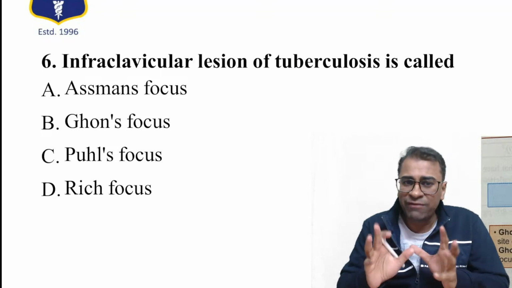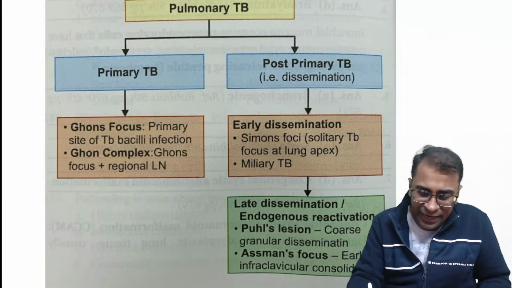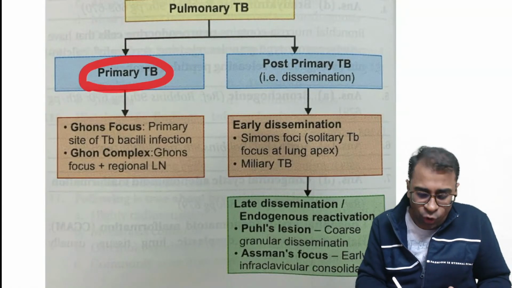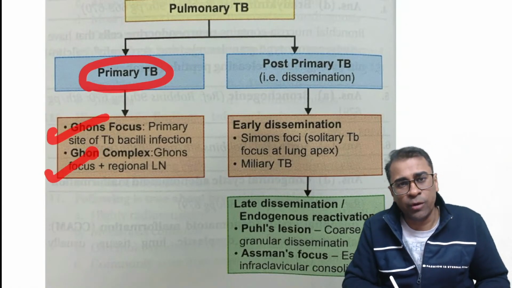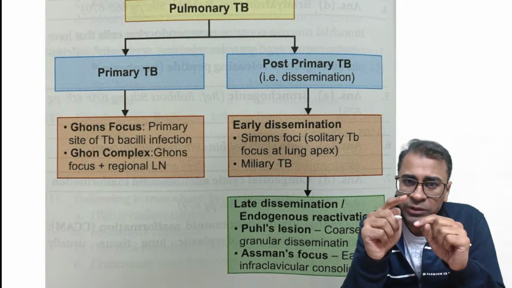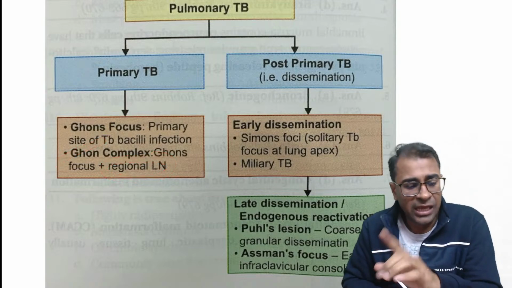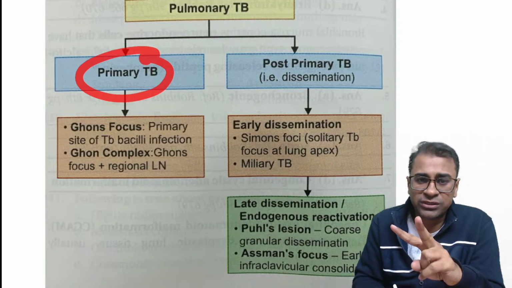So I'll give you a very important information, guys. Look at this. In pulmonary tuberculosis, it can be primary TB, which shows a Ghon focus and shows the Ghon complex. Ghon focus is a primary site of infection, and along with the primary infection, if you see the lymph node also, it becomes a Ghon complex. And these two are seen in primary tuberculosis.